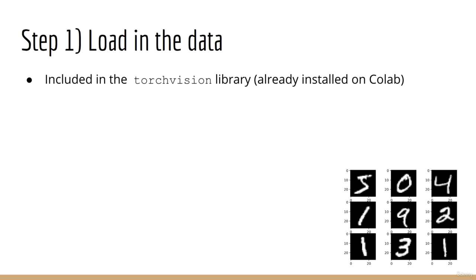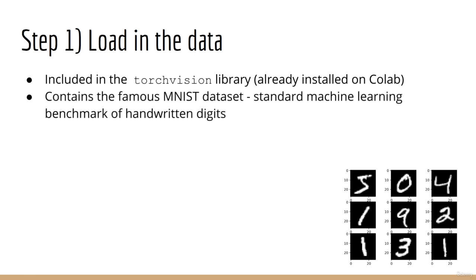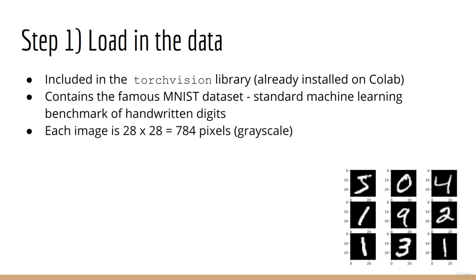Of course, one of these datasets is the famous MNIST dataset, which is a standard machine learning benchmark of handwritten digits. This is an image classification problem, so the data are images, and the targets are what the image is of. Each image is the same size, 28 by 28 pixels, which is equal to 784 pixels in total. The MNIST dataset contains only grayscale images, so the images are just of size 28 by 28 and not 28 by 28 by 3, which is what they would be if they had color.